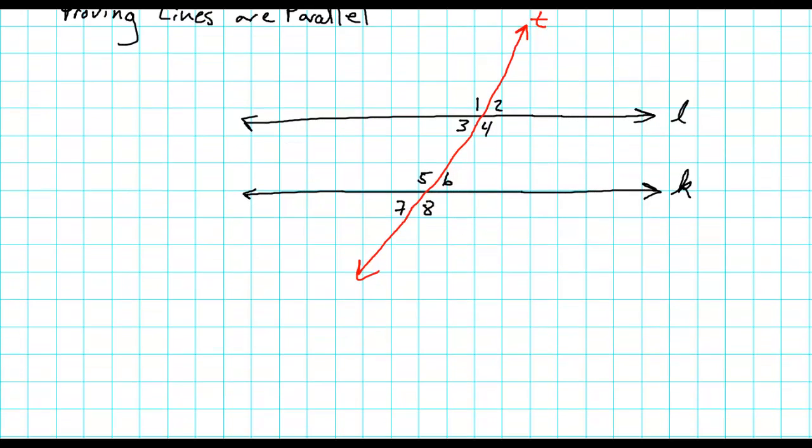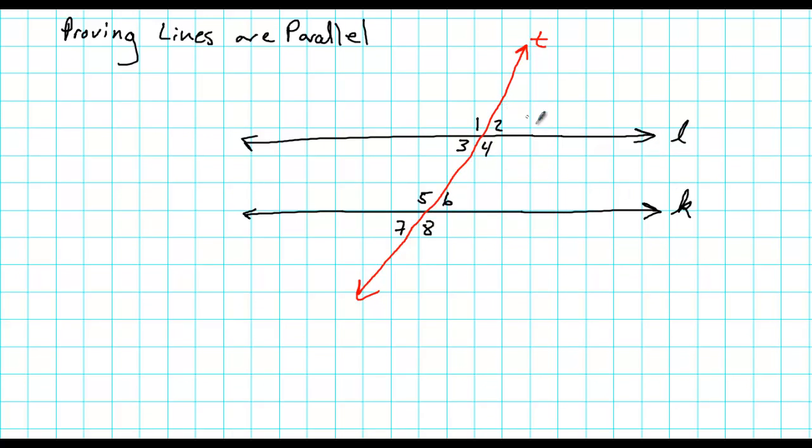So I want to think for a minute about what would have to be true for line L and line K to be parallel to each other. Well, you just learned all these theorems yesterday, right? You learned that if alternate exterior angles, so 1 and 8, if 1 and 8 were congruent to each other, wouldn't that mean that these lines were parallel?